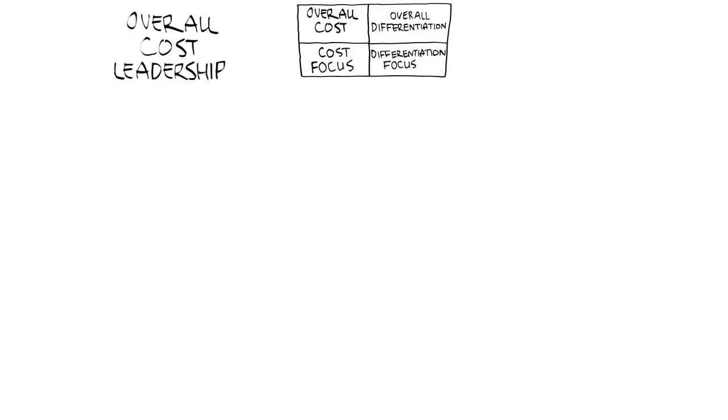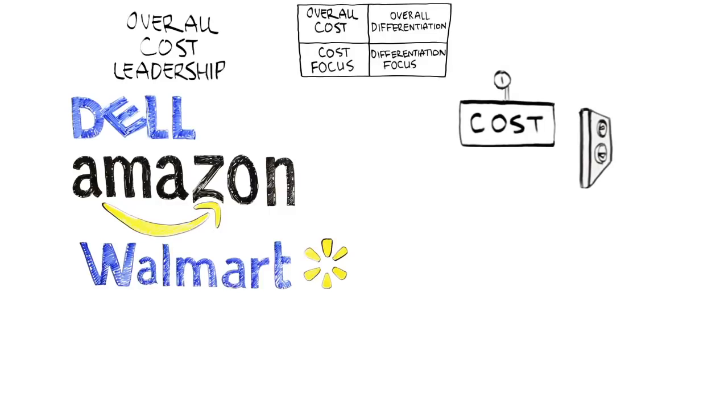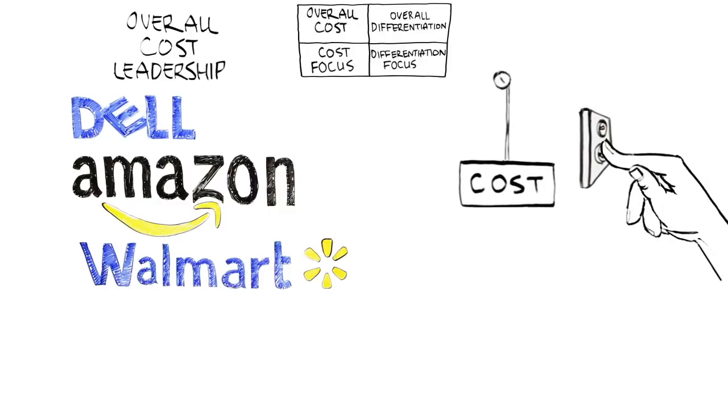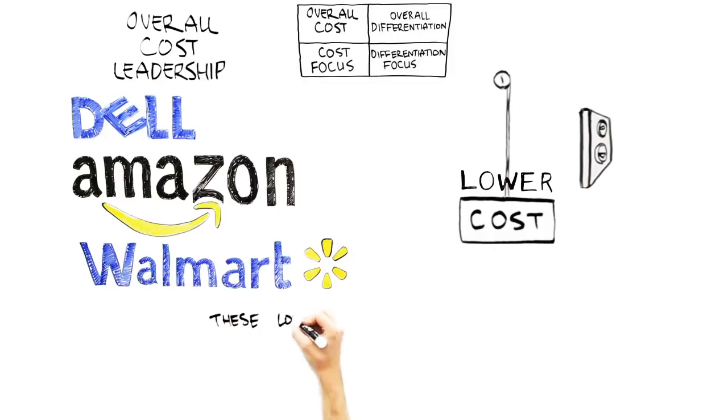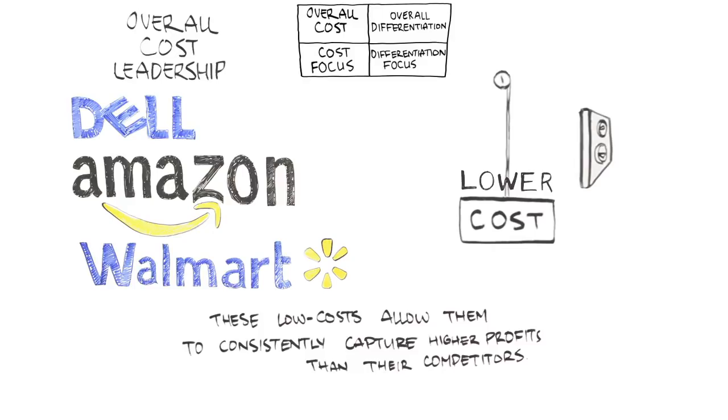Cost leadership is really about being the low-cost provider for a broad customer base. Examples of companies that do this include Dell Computer, Amazon.com, and Walmart. These companies all offer products that are pretty similar to other products in the marketplace, but they have lower costs. These low costs allow them to consistently capture higher profits than their competitors.